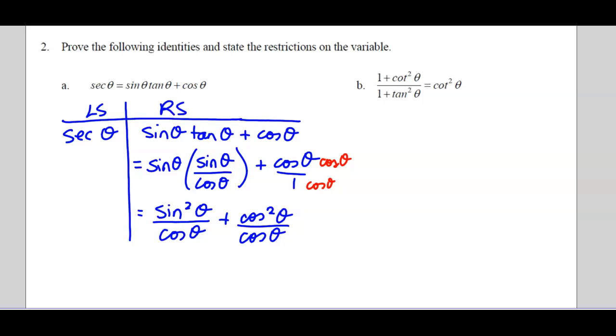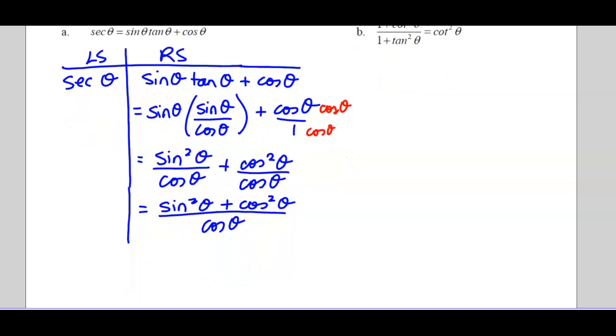So now you should see you have a common denominator. Adding the numerators, you get sine squared plus cos squared. That's our favorite, or my favorite identity. Probably will end up being yours too. Not quite done yet. We've got 1 over cos. The left side we have secant.